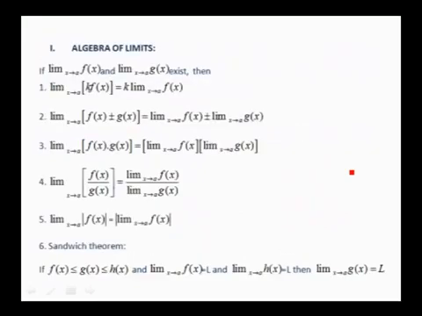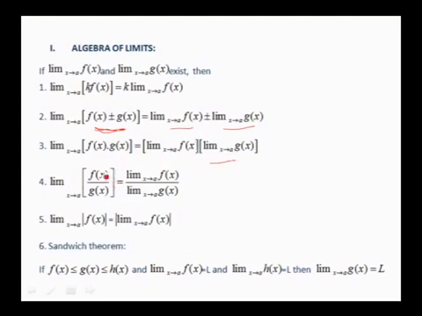Algebra of limits. Of course, these things you know: if you have limit of f(x) as x tends to a and limit of g(x) as x tends to a, if both of them exist, then limit of k into f(x), k is some constant, is k into limit of f(x). Limit of f(x) plus or minus g(x) is limit of f(x) plus or minus limit of g(x). You can just separate them. Product: if you have f(x) into g(x), I can write it as limit of f(x) as x tends to a and limit of g(x) as x tends to a.